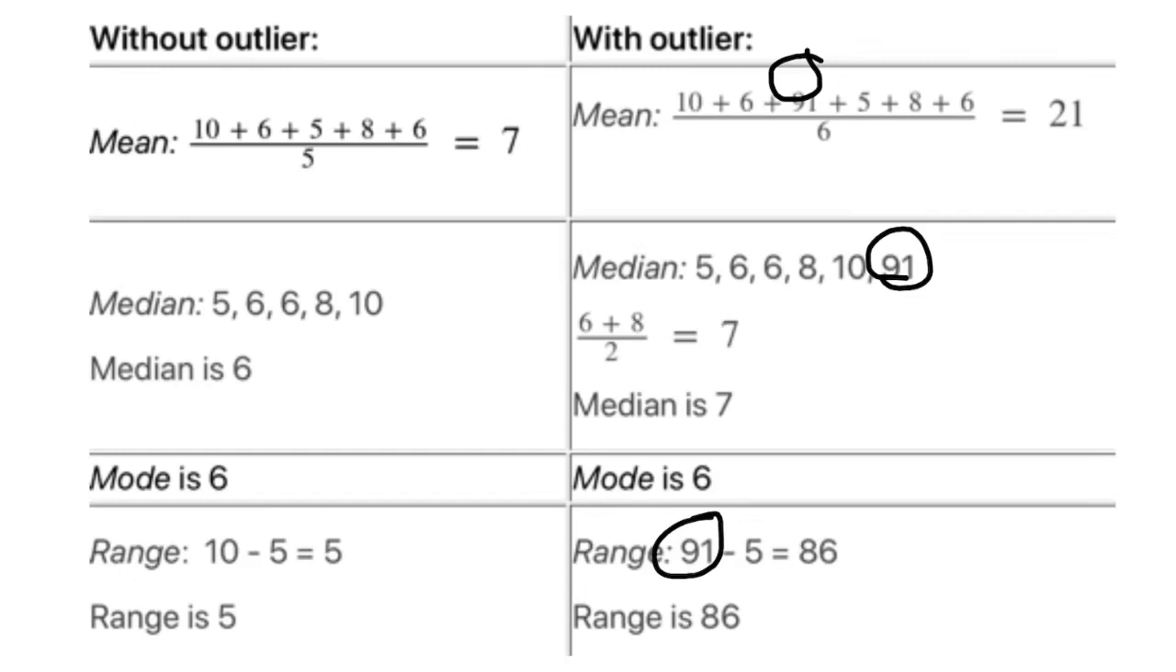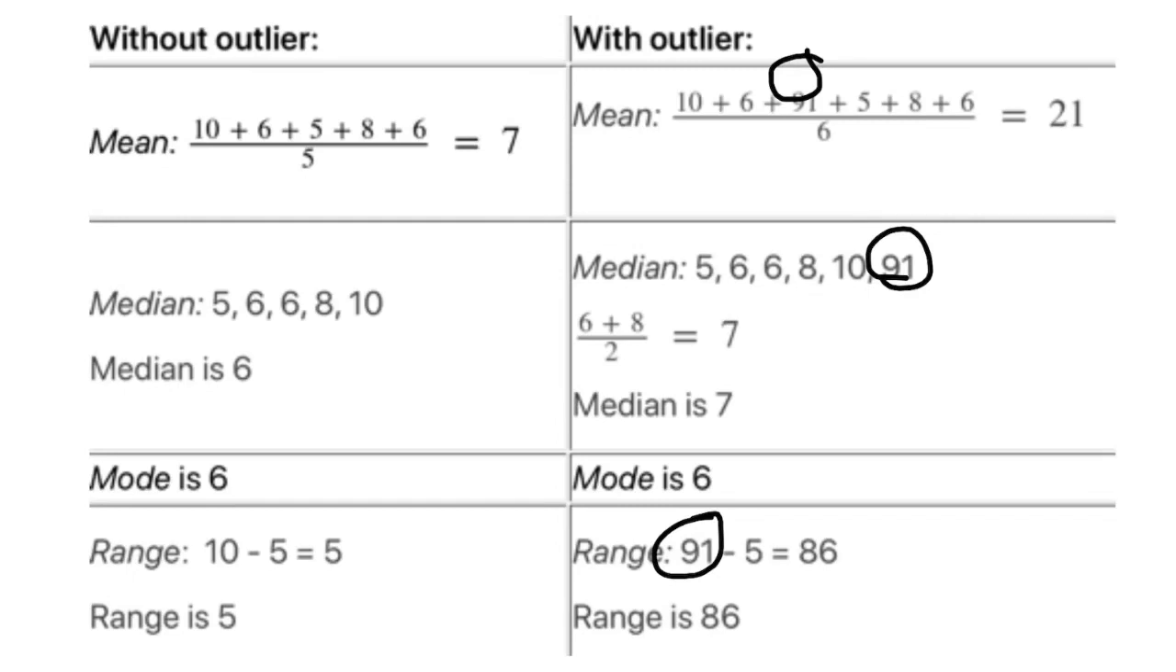So without the outlier, to find the mean, we add 10 plus 6 plus 5 plus 8 plus 6 and divide by 5 because there are 5 numbers in our set. So our mean without the outlier is 7. Notice that 7 kind of falls in with the other numbers in our data set: 10, 6, 5, 8, 7. They're all kind of around the same number. They're very close to each other.